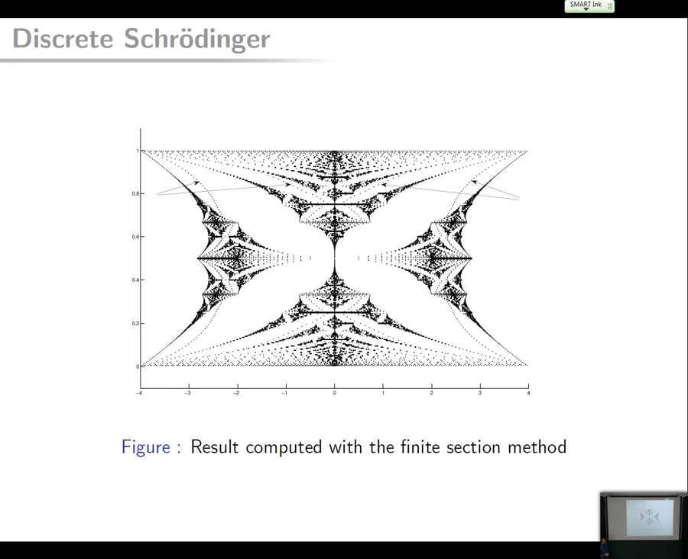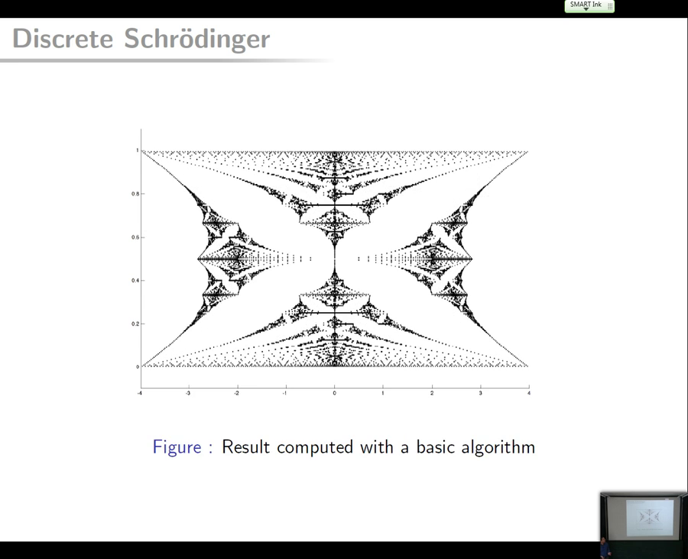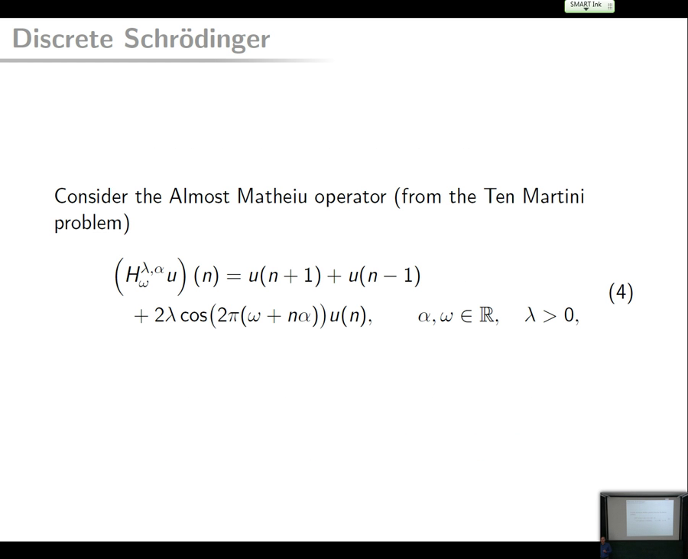If you compute this with, say, the finite section method, and this is not a new thing, the finite section method gives you a lot of garbage, as shown here. And this is not even a basic algorithm. However, I just want to say, still a lot more to do, because this isn't the general case.